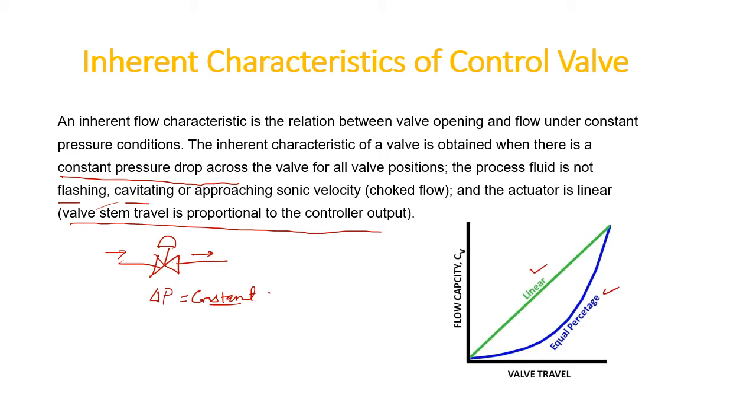But when you actually install that control valve in the process line, the situation changes, because then delta P can no longer be constant. The upstream and process conditions change, there may be a chance of flashing or cavitation, and the actuator may also be non-linear. So you need to take into account all these things.